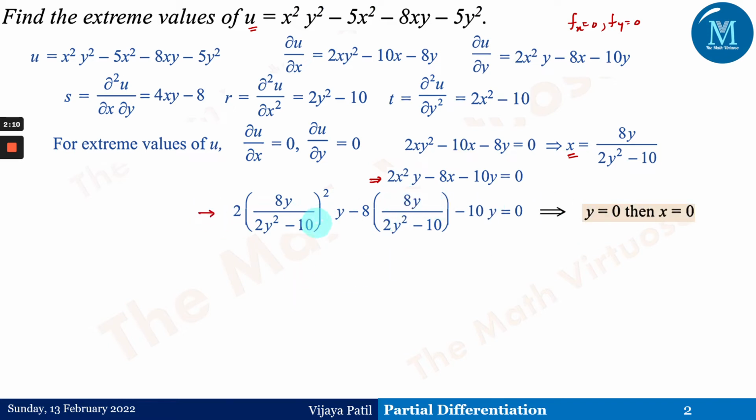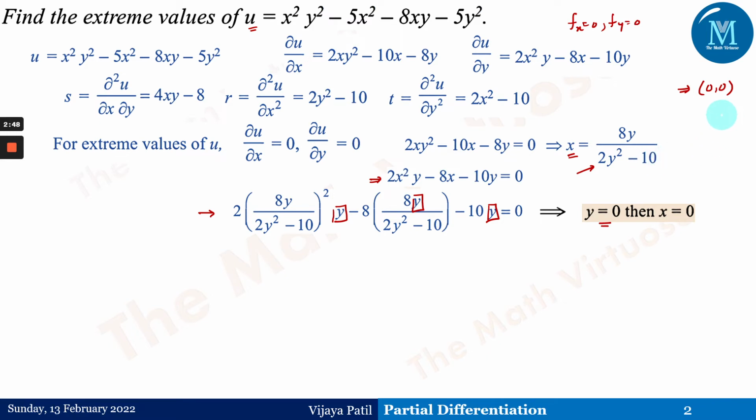If you observe here, there is a y in every term: a y here, a y here, a y here, and it equals 0. That means we get y equals 0 as one of the values of y. Now if we put y equals 0 in x equals 8y upon 2y square minus 10, we get x equals 0. So we have got one pair, 0 comma 0. It's a possible extremum point.